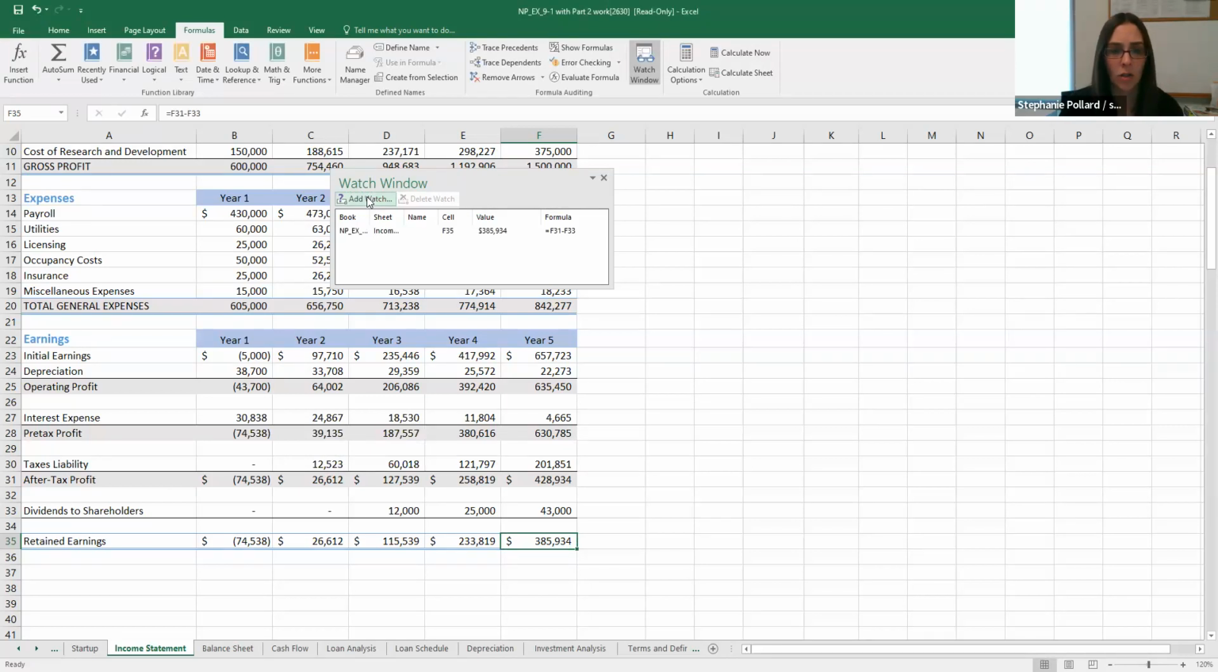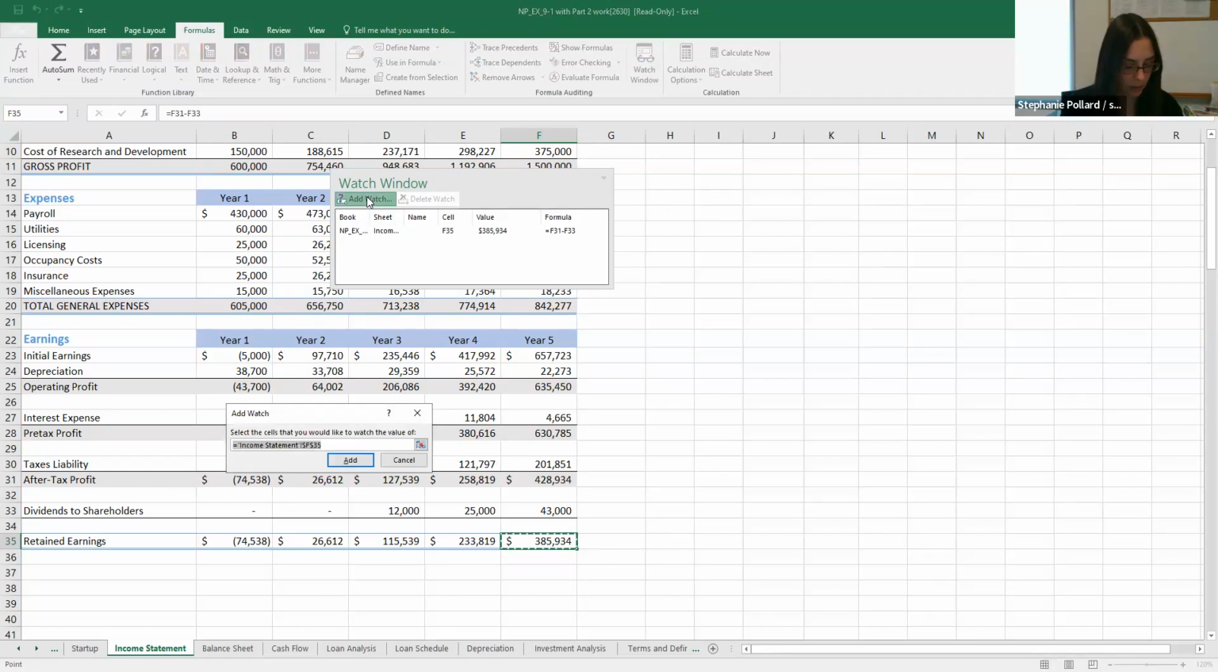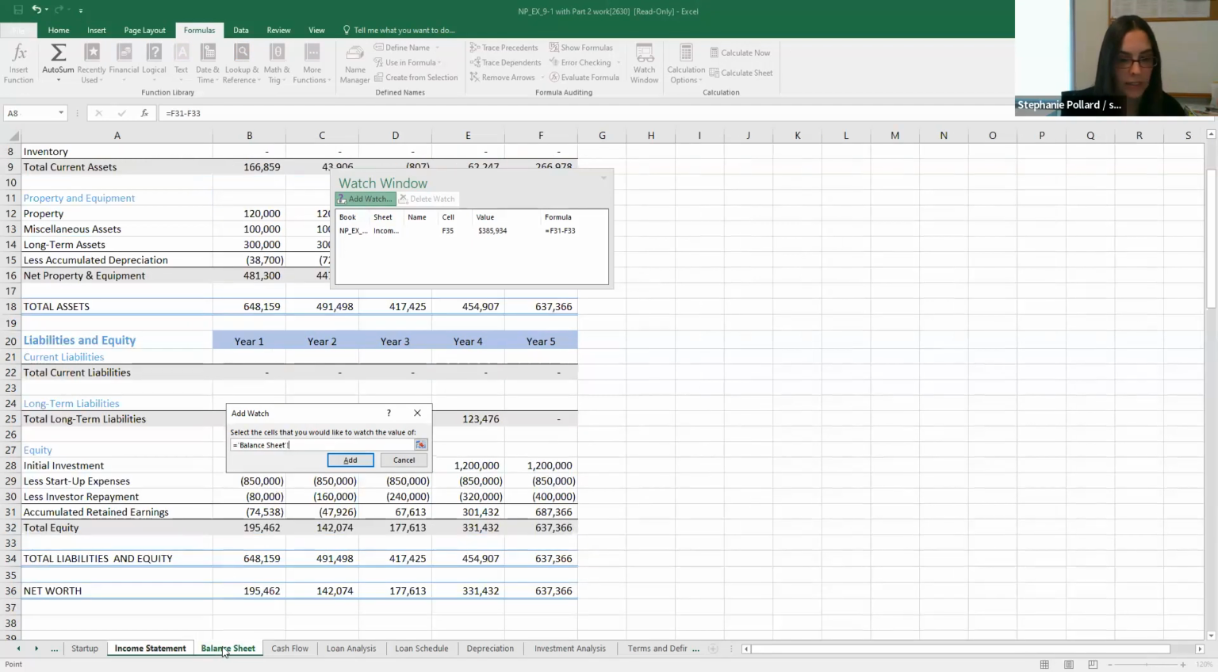I'm going to add another watch. So there's another cell I would really like to pay attention to. This one is on the balance sheet and it is cell F36. So looking at that net worth in year 5. Again, this is something that I'd be really interested in knowing how this is affected. I'm going to add that.